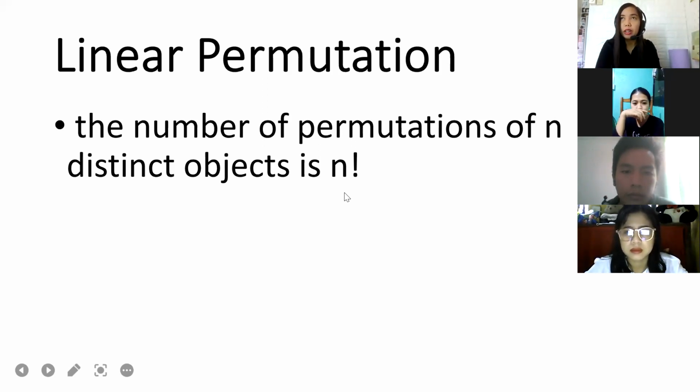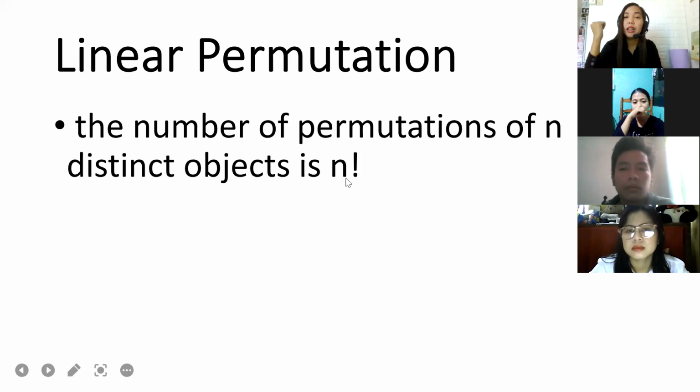Like we did in one of our examples about logic, how many arrangements or words we can have for the word logic. In the word logic, every letter is unique, so we're going to use linear permutation, which is n factorial. For logic, we have 5 letters, so we'll have 5 factorial, and get the value.